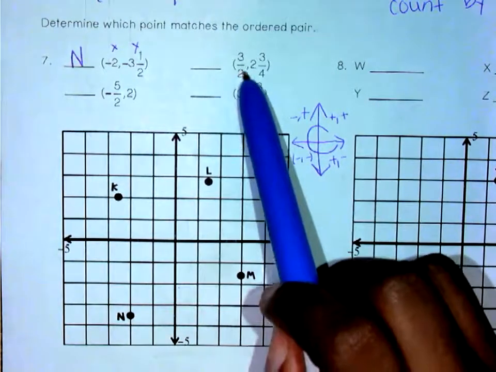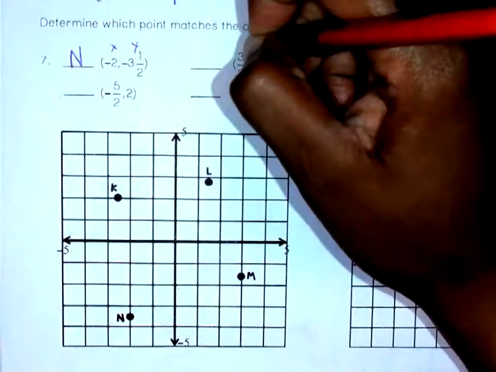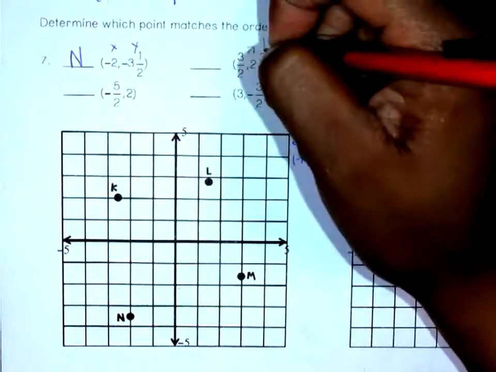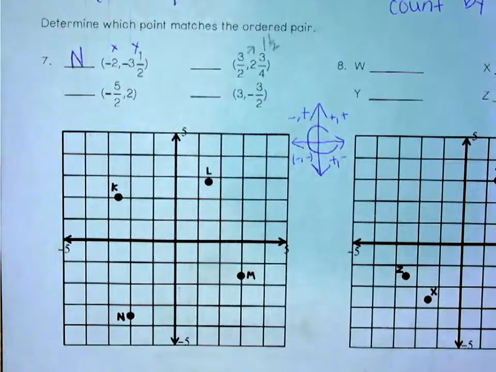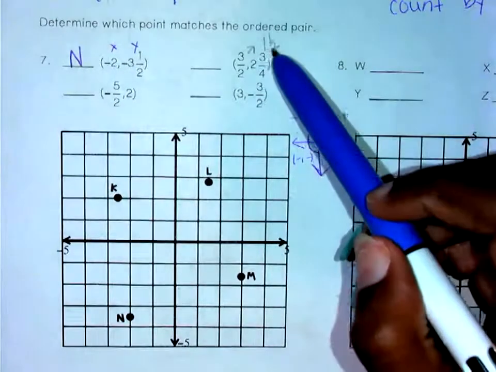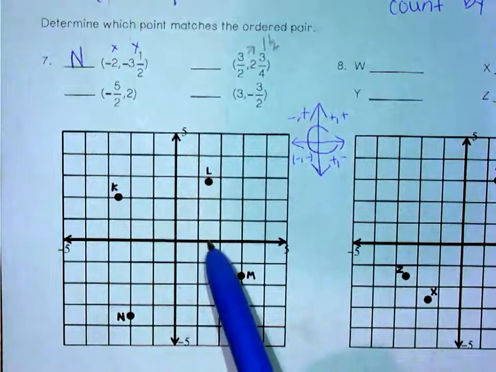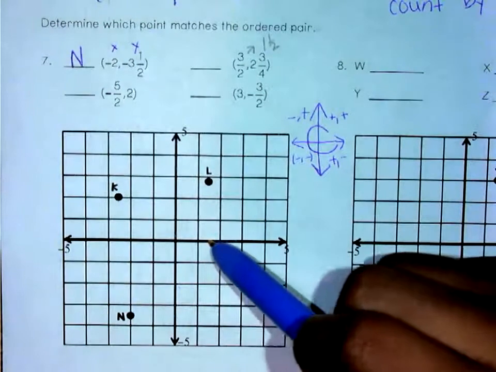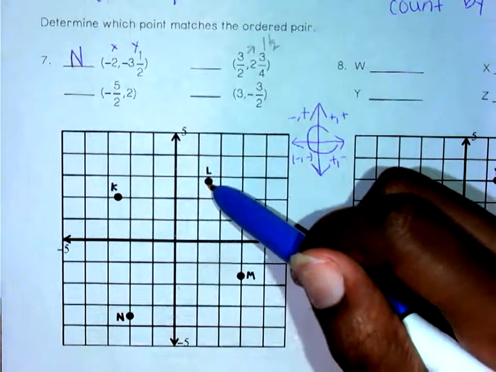The first thing I would do is switch that improper to a mixed. That would be 1 and 1/2. Okay. Remember: multiply, add, and then keep your denominator. So we're looking at an X value of 1 1/2. So I'm going to go 1 1/2. Then I'm going to go up 2 3/4. So 1, 2, and about 3/4 of the way, you're at L.